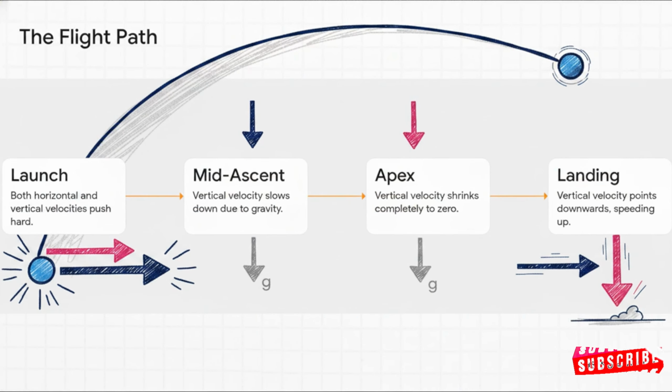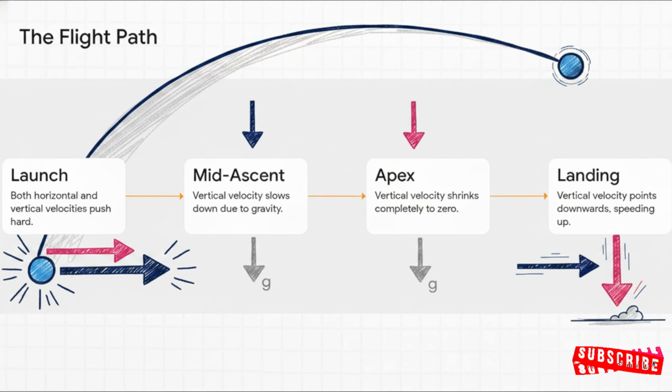Let's actually walk through the timeline of this throw. Step 1 is the launch. Bam! Both the horizontal and vertical velocities are pushing hard. Then we move to Step 2, the mid-ascent. If you visualize the vertical velocity vector, it's getting shorter and shorter as gravity fights it. But here's the crazy part: the horizontal vector stays exactly the same length.